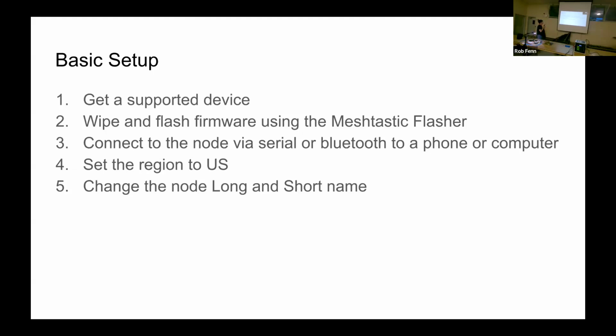Then you connect the node via serial or Bluetooth to a phone or a computer. Usually I use my phone because that's a lot easier. Then you set the region to United States because it doesn't know where you are. You don't want it broadcasting on 800 megahertz, which is England's band, since they use a different ISM band. Setting it to United States will set it to 915 megahertz. That's why it's important to buy the right LoRa module that has 915 megahertz.